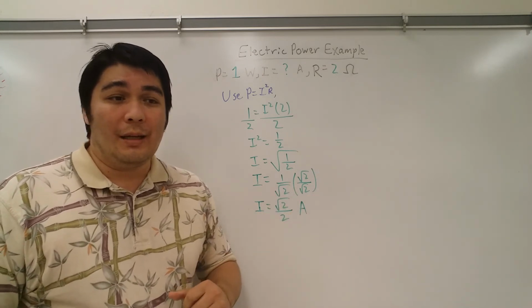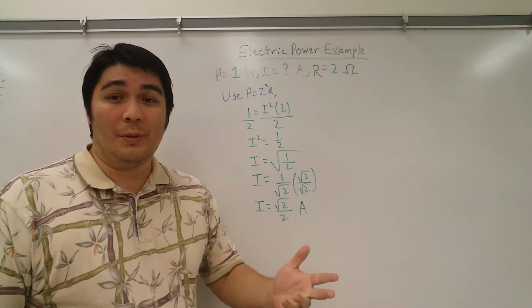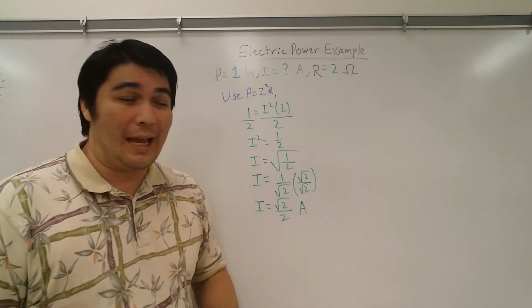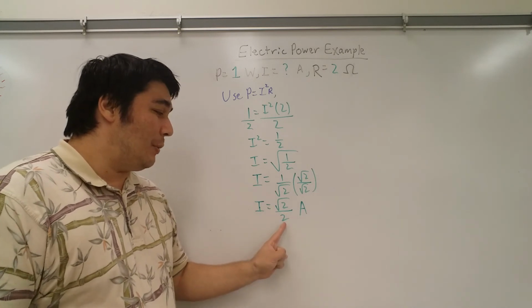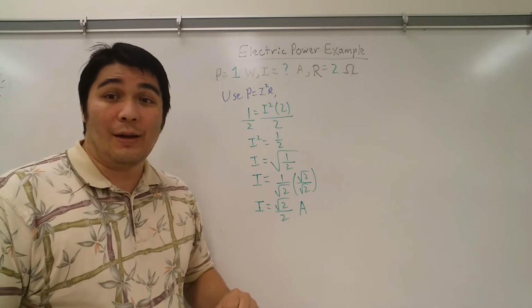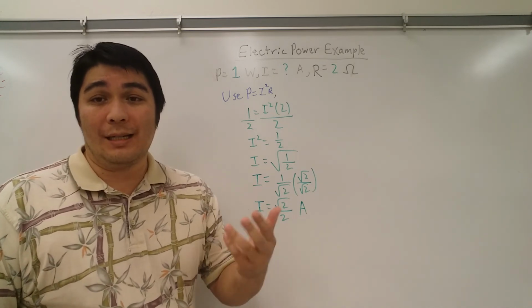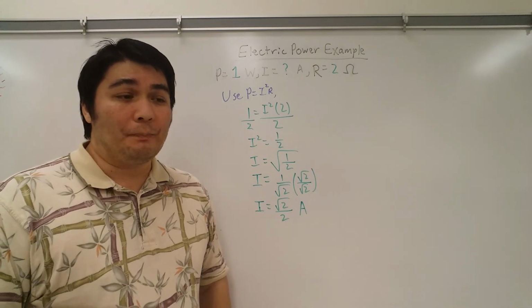Now that I've done that, square root of 2 times square root of 2 is square root of 2 squared, which is just 2. And that's nice, we put that in the denominator. 1 times square root of 2 is just square root of 2. So your answer becomes square root of 2 over 2 amps. And that's how you solve number 7.